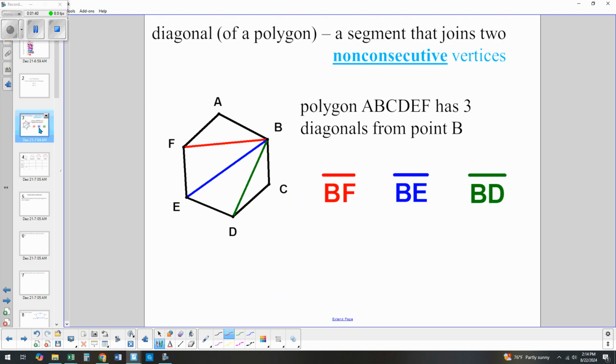A diagonal, we talked about diagonals when we talked about parallelograms, is a segment that joins 2 non-consecutive vertices. In this hexagon here, we have 3 different diagonals drawn from point B. When we draw all the diagonals from a specific point, we make a bunch of triangles, and that's going to help us figure out the number of degrees inside one of these shapes.